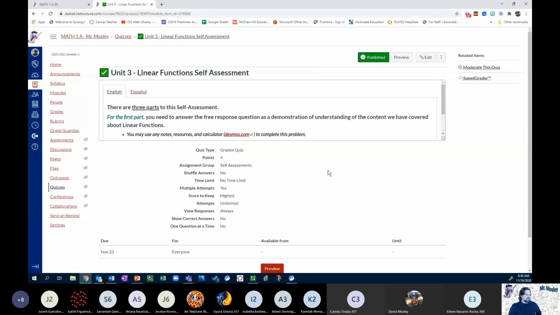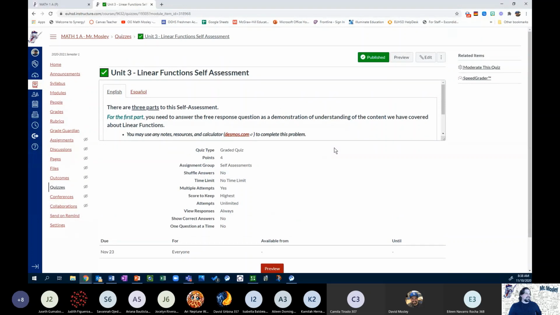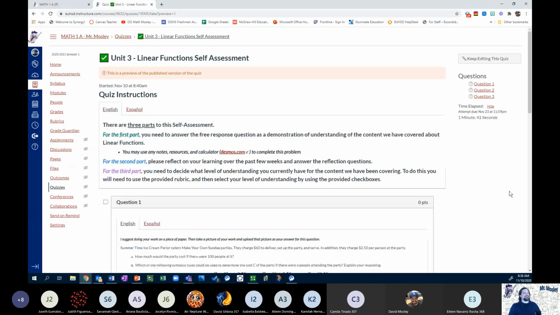The self-assessment here is set to be due November 23rd. All right. That's in just under 2 weeks. The self-assessment is the same as the first one that you guys did. It consists of a problem, and then a reflection, and then you get to choose your grade based on your current level of understanding. All right.